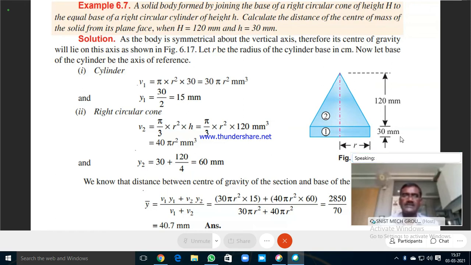In this problem, you see that the radius is not given. It gets cancelled in both numerator and denominator, so the radius is not required. So y bar is 40.7 mm. Like this, you have simple problems on composite volumes.